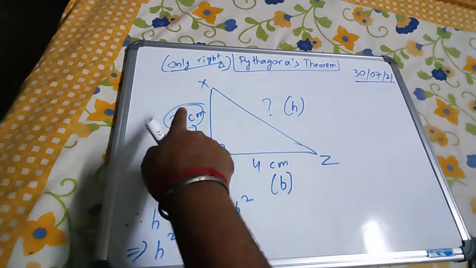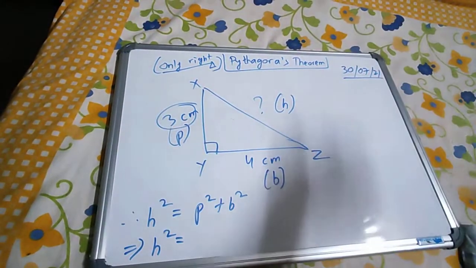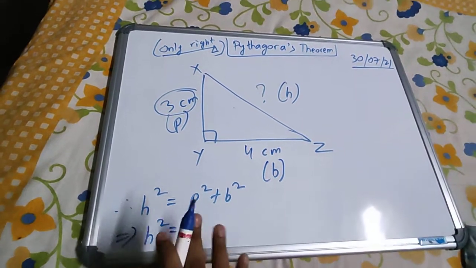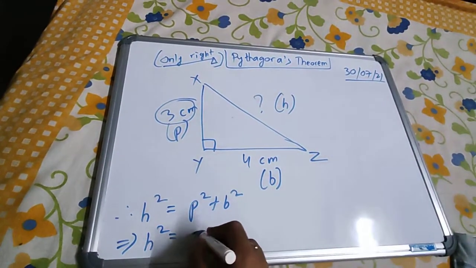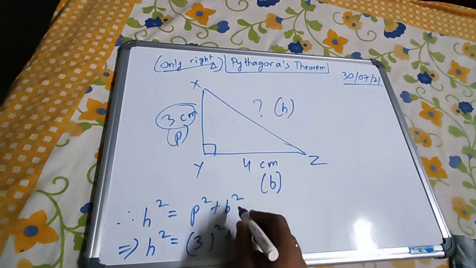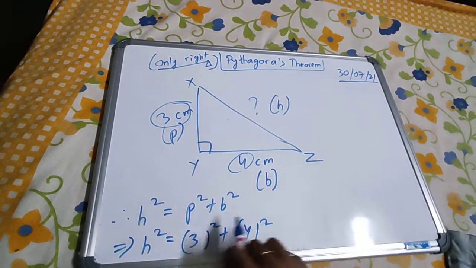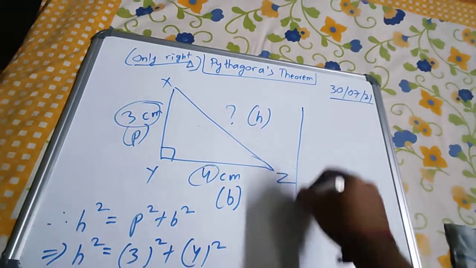Okay, don't write centimeter over here. Okay, centimeter you will write afterwards. Okay, when you copy it down over here, don't write centimeter. Okay, so 3 square, 3 whole square plus b. What is b? B is 4. See, 4 whole square. Okay, now I am switching to this side.